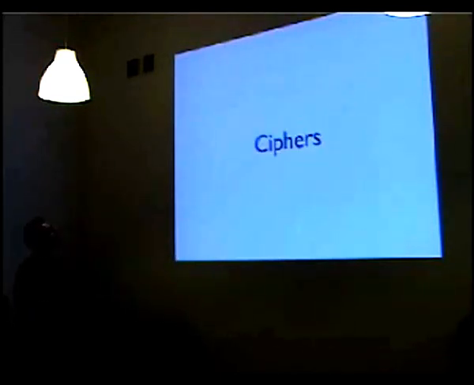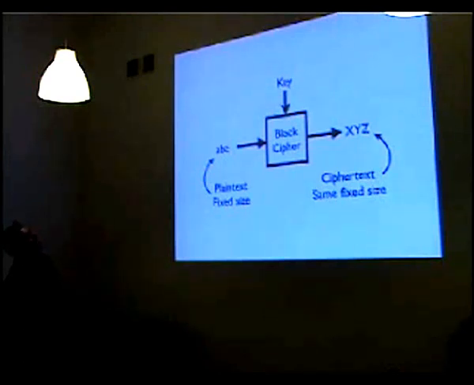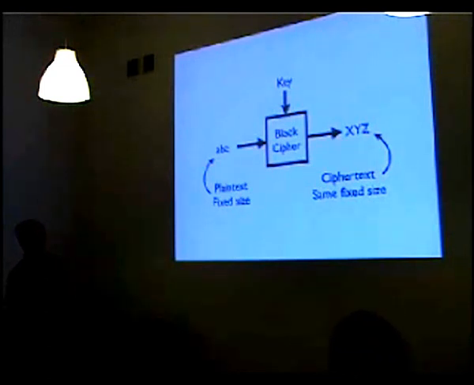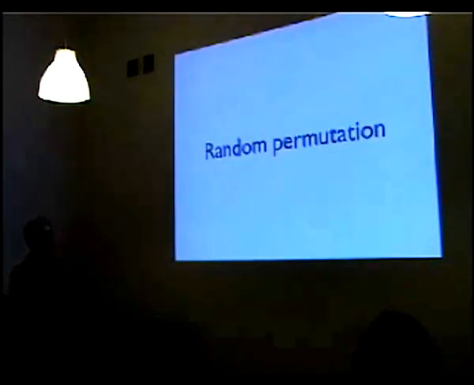Well, ciphers. First of all, block ciphers. What's a block cipher? It's a thing that takes some plaintext of fixed size on the left, and it has a key, and on the output is something of the same fixed size, called the ciphertext. For every possible such block on the left side, there is exactly one ciphertext on the other side. Because of this, it's sometimes called a random permutation, because it takes all of the possible blocks and permutes them, mapping each possible block to another possible block.